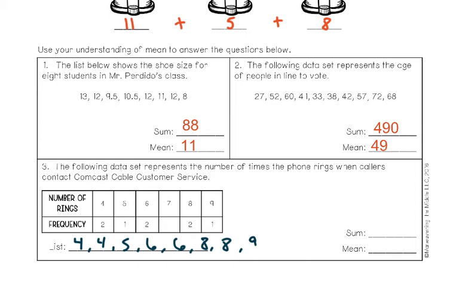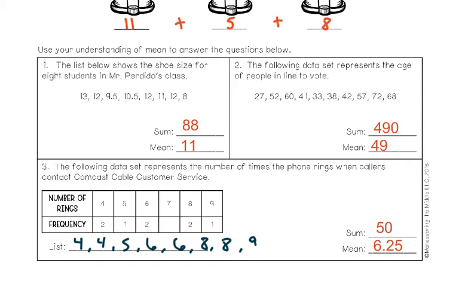So now we can easily find our sum and the mean. Take a second, pause the video now, and press play when you're ready to check. All right, so you should have gotten a sum of 50 and then a mean or average of 6.25, or 6 and a fourth. That means that the average number of times a phone is going to ring when they call this cable service is 6 and a fourth.